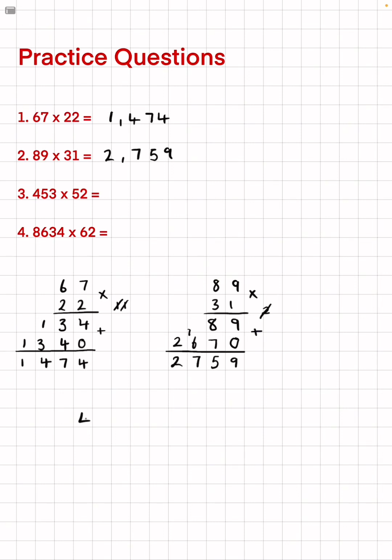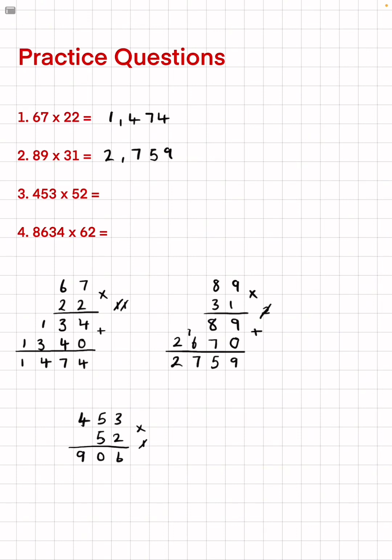So we have 453 multiplied by 52. 2 times 3 is 6. 2 times 5 is 10. Put the 0 down, carry the 1. 2 times 4 is 8. Add 1 is 9.